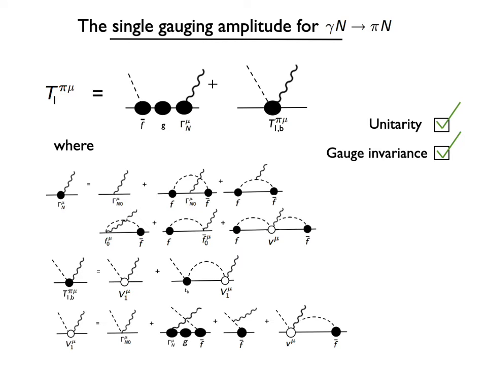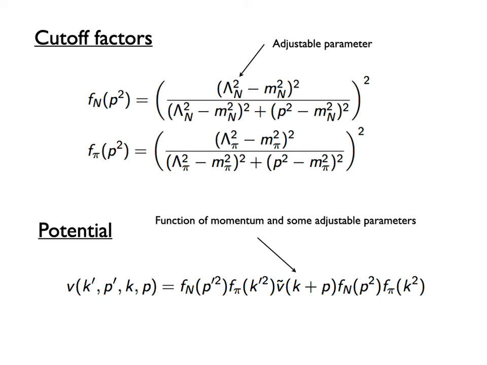We chose the cutoff factors to look like this, which is a fairly standard choice in the literature, and here the capital lambdas are the adjustable parameters that need to be fit to experiment. For the potential, we chose a separable form rather than one consisting of Feynman diagrams. A separable potential is essentially just a function of momentum that, like the cutoff factors, depends on some free parameters. The reason for choosing such a potential is that it makes solving the integral equations much easier, and so reduces the amount of computing time needed to produce results.